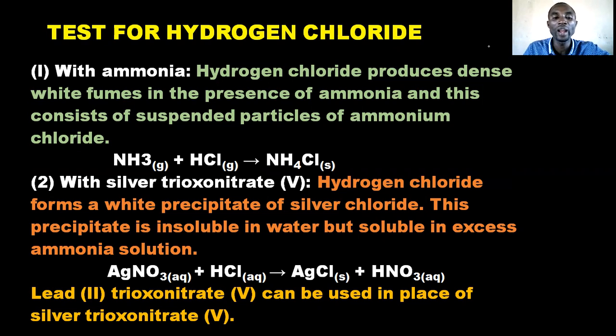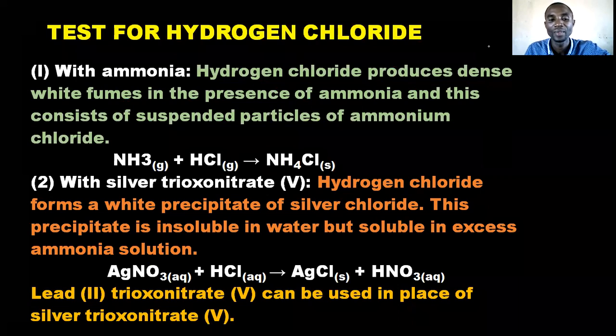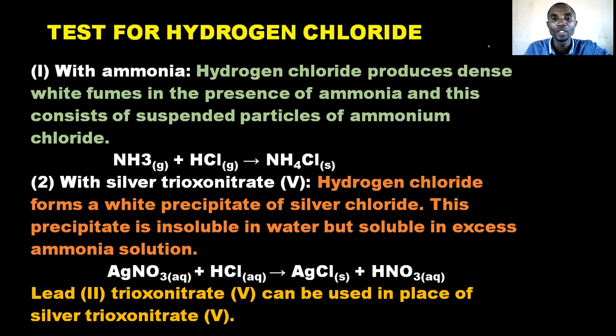Then another one is the addition of silver nitrate, or we call it silver trioxonitrate(V). Hydrogen chloride forms a white precipitate of silver chloride. This precipitate is insoluble in water, but soluble in excess ammonia. So when you add silver nitrate to hydrogen chloride, silver chloride, a white precipitate, will be formed.